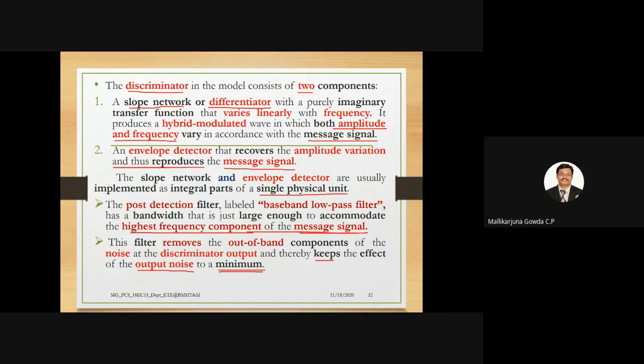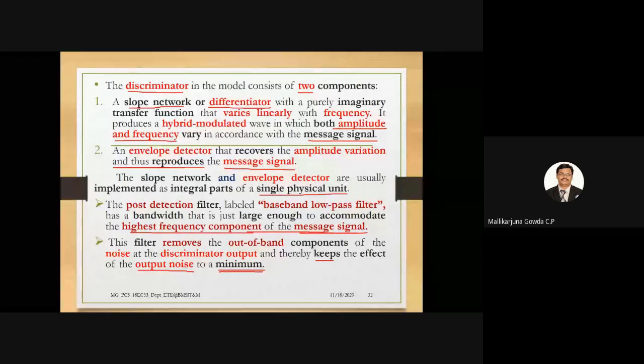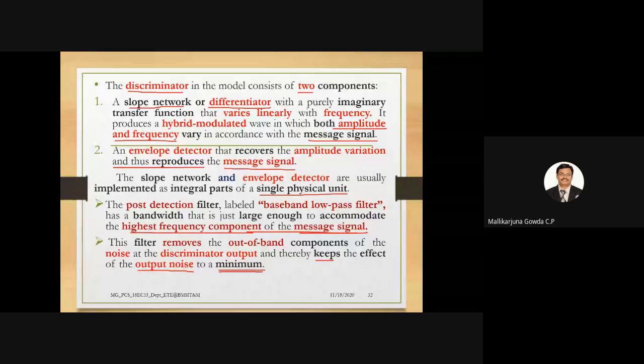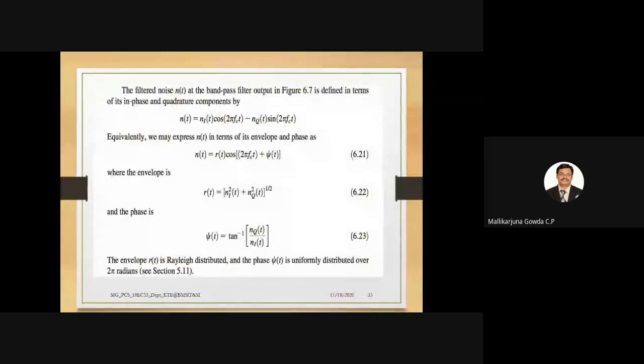The baseband low pass filter will have a bandwidth which is large enough to accommodate the highest frequency of the message signal. That filter will remove the out of band component of the noise at the output of the discriminator. With that, it will keep the effect of output noise to a minimum level. So we say the performance of FM receiver is superior compared to any other AM receivers. Now let us try to express this in terms of mathematical equations.